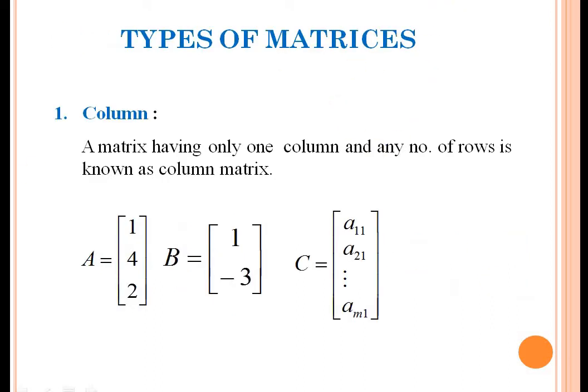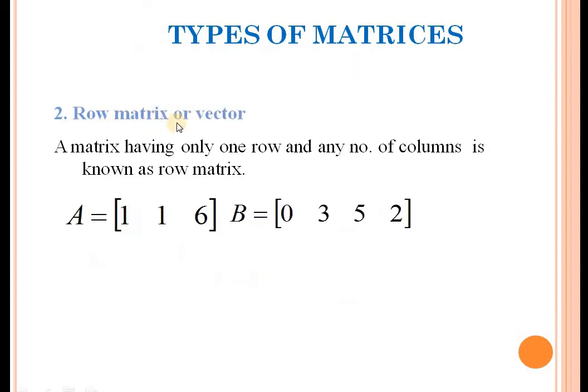Now, depending upon order, we divide matrices into some types. First is the column matrix. A matrix having only one column and any number of rows is known as a column matrix. Next, a matrix having only a single row and any number of columns is known as a row matrix or row vector.